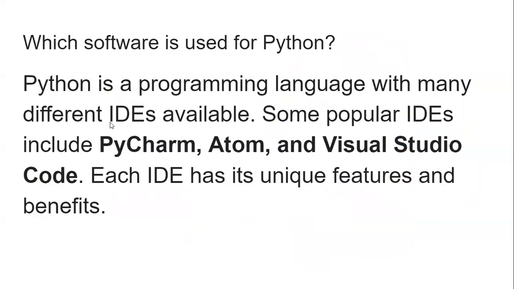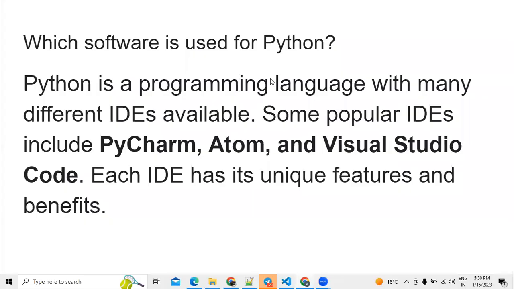Which software is used for Python? Python is a programming language with many different IDEs available. Some popular IDEs include PyCharm, Atom, and Visual Studio Code, which means VS Code. Each IDE has unique features and benefits.